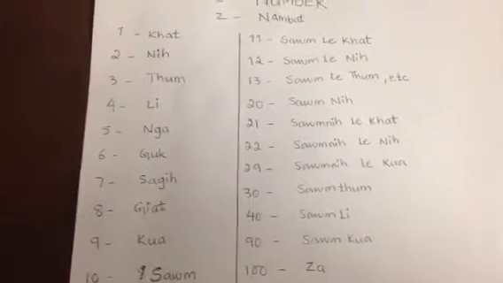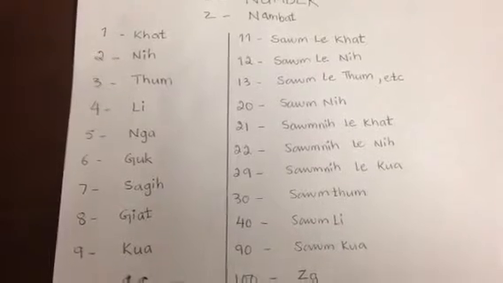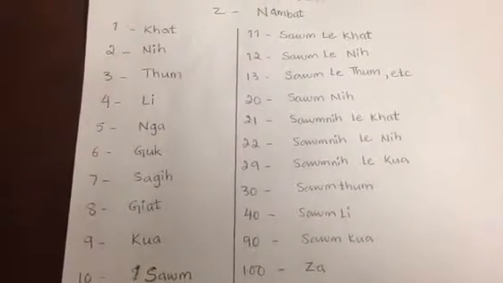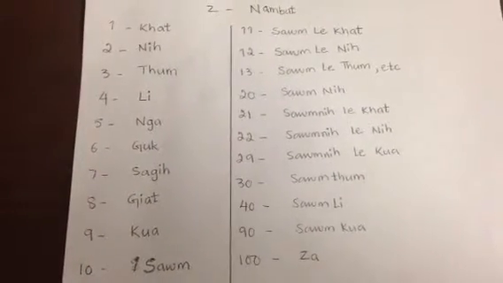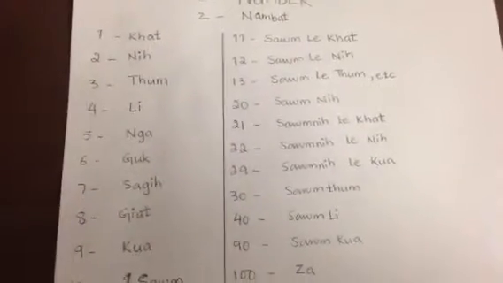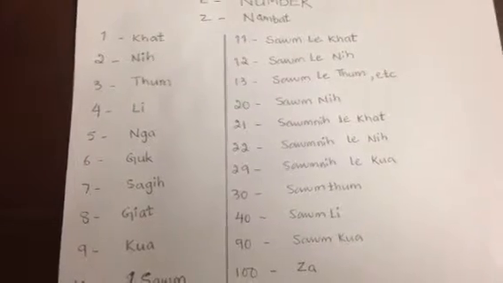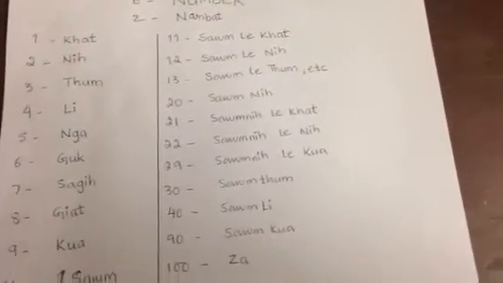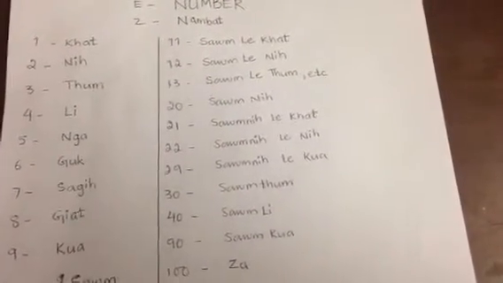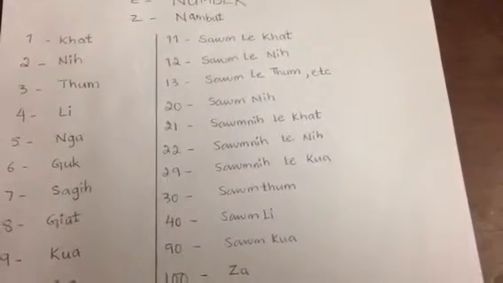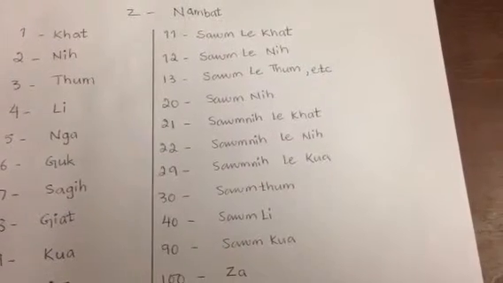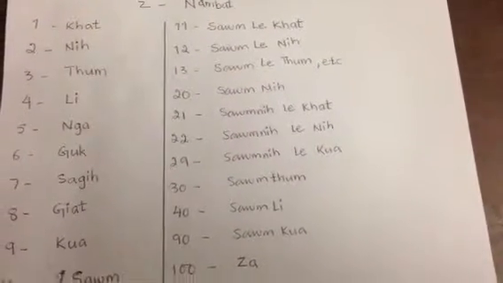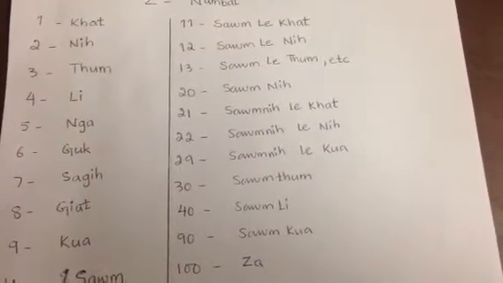And since we use the English alphabet and number, we are using the same thing like English. The only difference is that we call them with different language. 11 som la khat, 12 som la ni, 13 som la tum. It's going up like that. 14 will be som la li, 15 will be som la nga, like that.